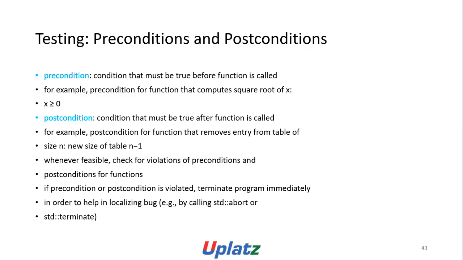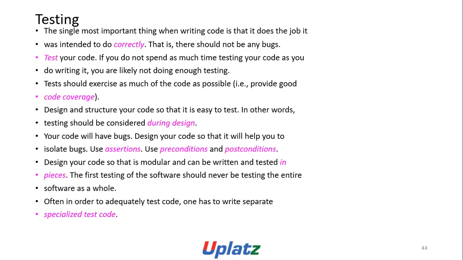Whenever feasible, check for violations of preconditions and postconditions for functions. If a precondition or postcondition is violated, terminate the program immediately in order to help localize the bug, for example, by calling std::abort or std::terminate. Testing: the single most important thing when writing code is that it does the job it was intended to do correctly. That is, there should not be any bugs.